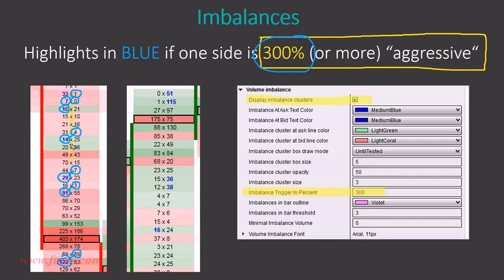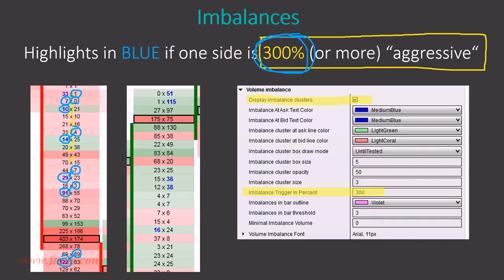and if the number on bid is 3 or more times bigger than the number on the offer, then it gets highlighted in blue, and it says that there's imbalance. There's imbalance between buyers and sellers. The sellers are 3 times or more aggressive than the buyers at this place.